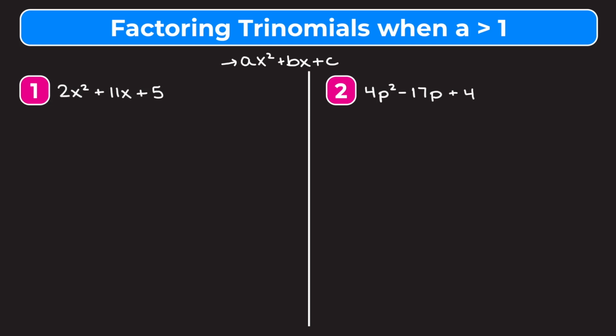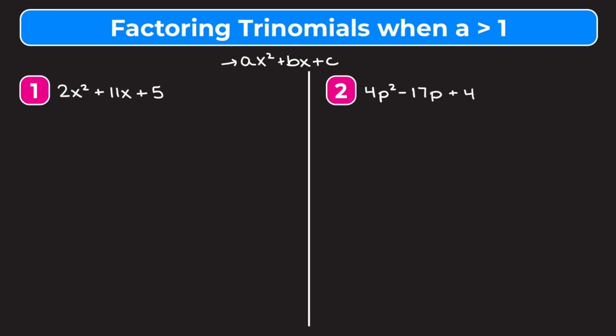And if you guys haven't already done so, I would suggest watching our other video on factoring trinomials when a is equal to 1, just to get an intro to factoring before we jump into these harder problems. So let's dive into number 1. So number 1 is 2x squared plus 11x plus 5.